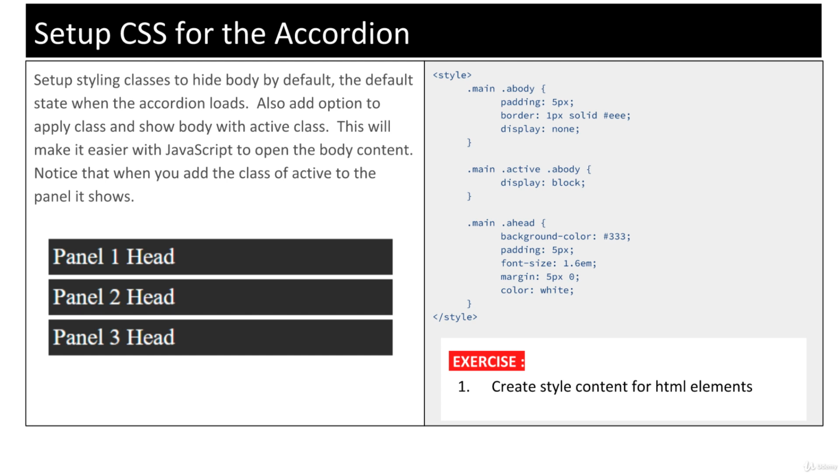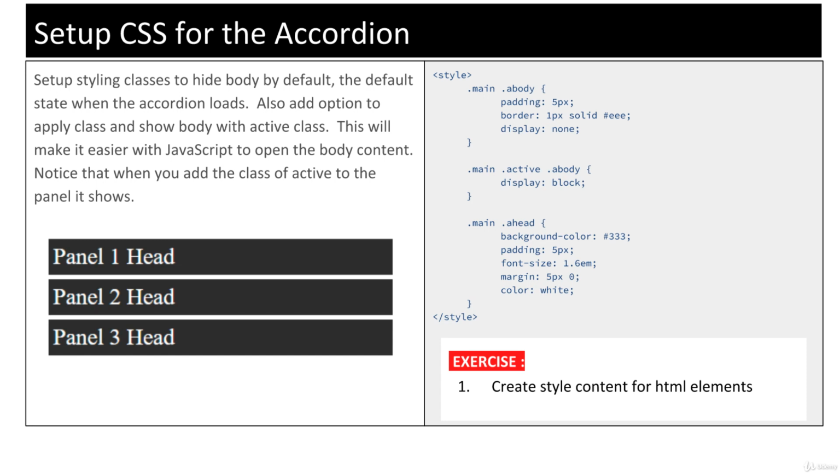So the body is going to be display none, and the active is going to be display block. So when we use JavaScript to add active to the element, it's going to show, and when it's not added, it's going to display none, so it's going to hide the element. And then also a little bit of styling to make the head look different than the body, so it stands out a little bit more. And you can of course apply your own styling as needed.